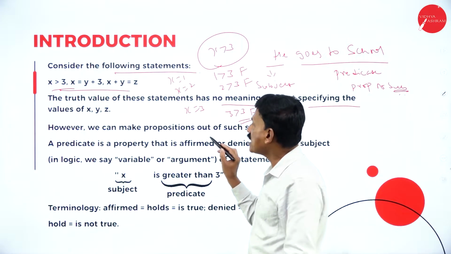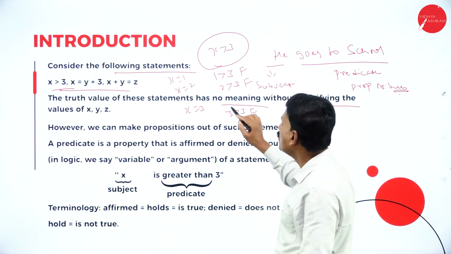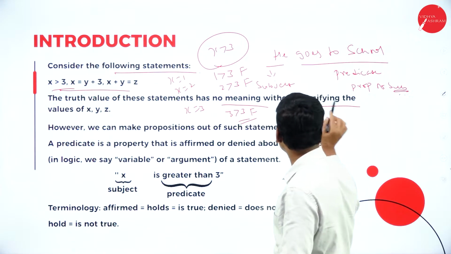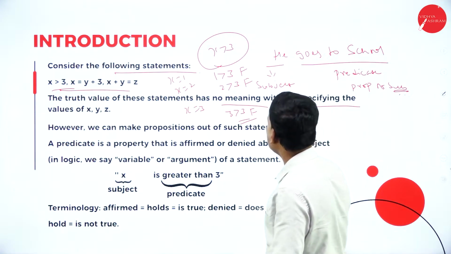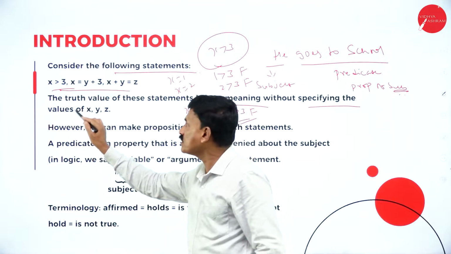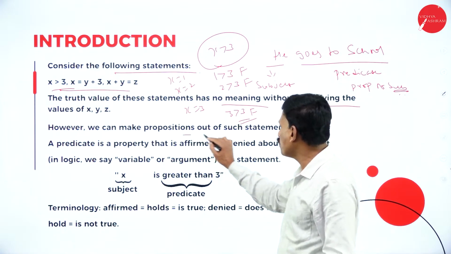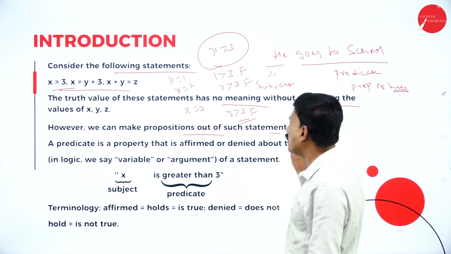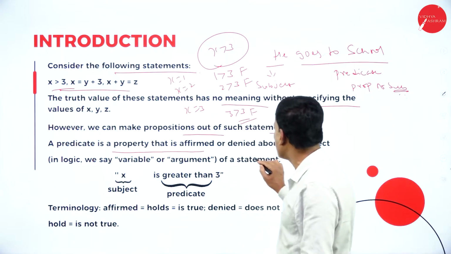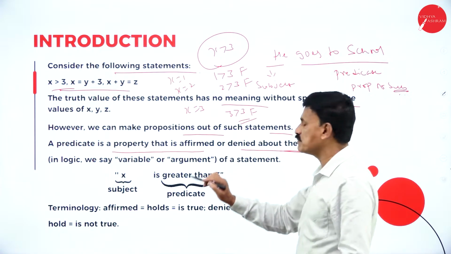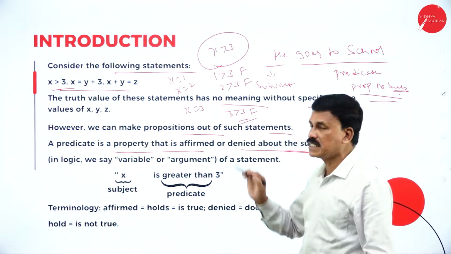So if I assign certain values for these statements, then they will have a meaning. Without specifying any values, there is no meaning for the given statements. However, we can make a proposition out of such statements. So a predicate is the property that is affirmed or denied about the subject. So the property of the subject is the predicate.